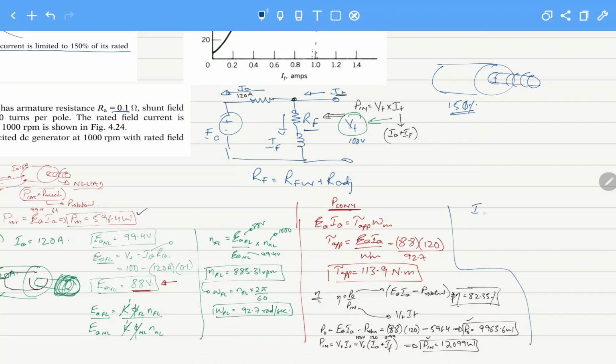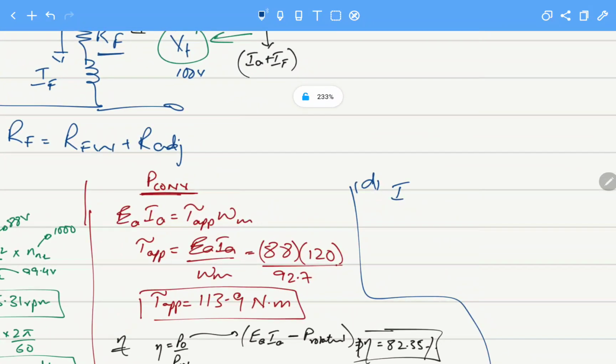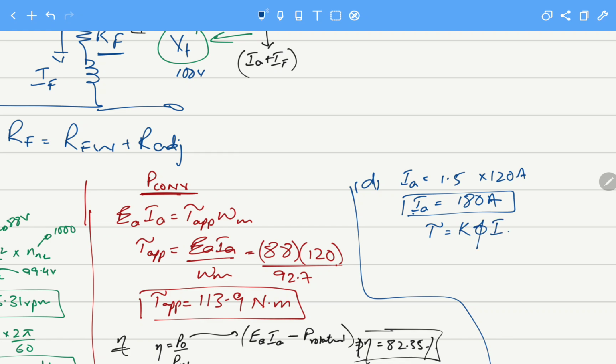So this means that the armature current in the starting of our machine is 150% of 120 amperes, which means 1.5 times 120 A. That way the armature current for the machine will be 180 amperes. Now we want to know the starting torque when this current is flowing. So torque equals K phi IA, and IA will be 180 amperes.